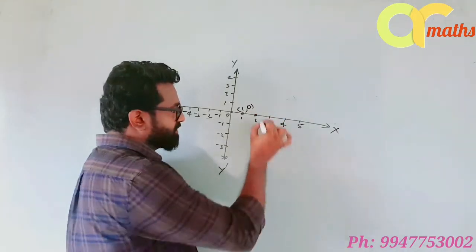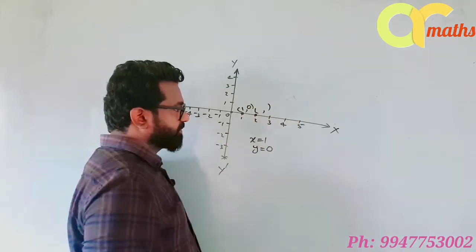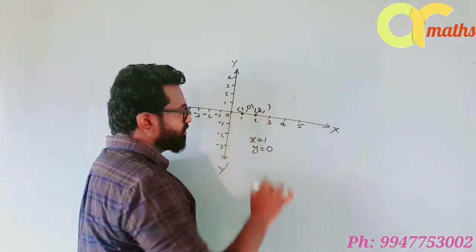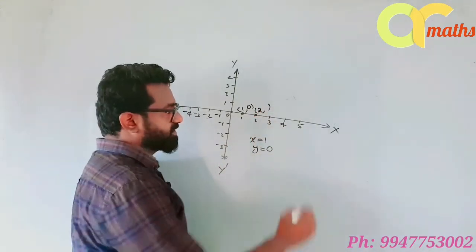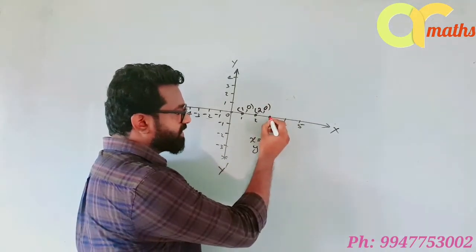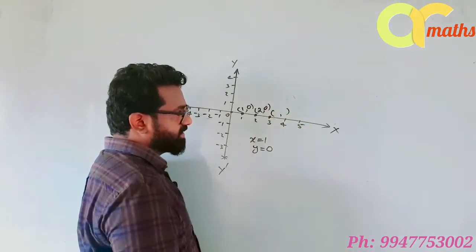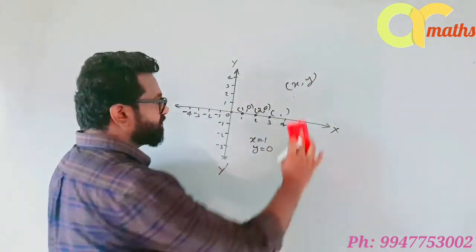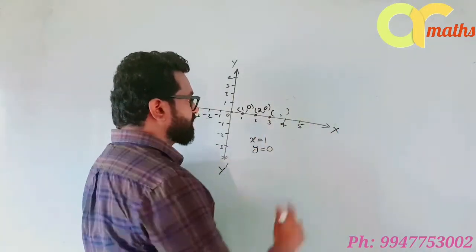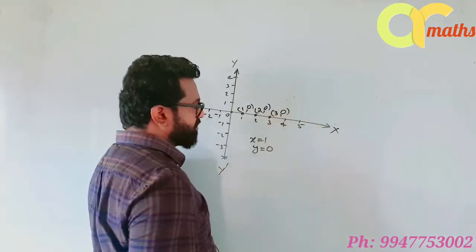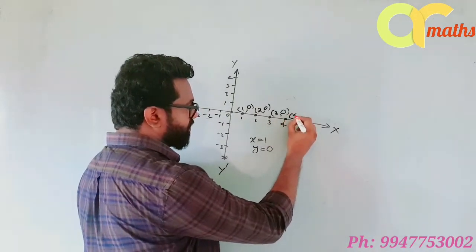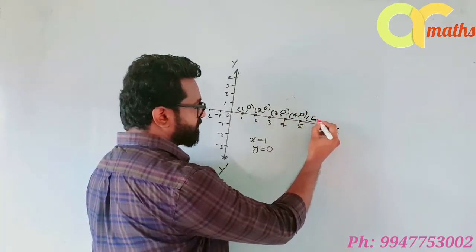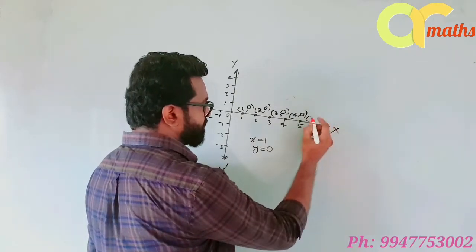Next, what about here? What is the coordinate? What is the x coordinate or abscissa? 2. What is the y coordinate or ordinate? 0. Coordinate like this, x comma y. What about this point here? 3 comma 0, here 4 comma 0. What about here? This is 5 comma 0.